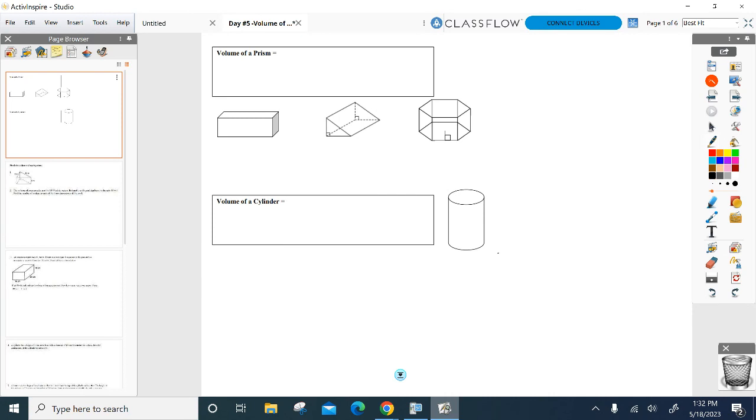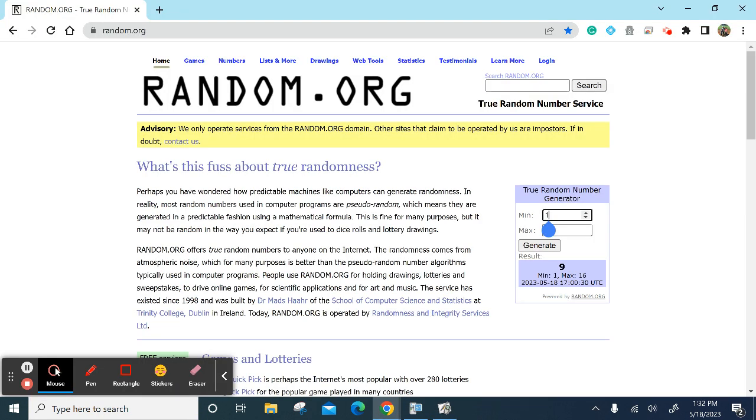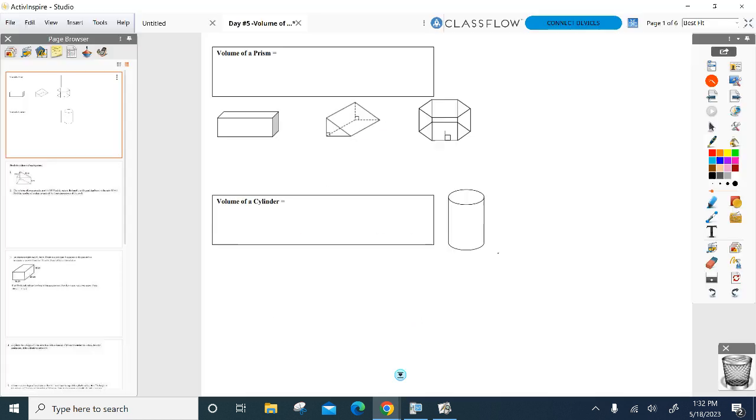So go back to your formula sheet. Somebody give me the volume of a prism right now. Volume of a prism. You have a formula sheet. It's the last page of the packet.